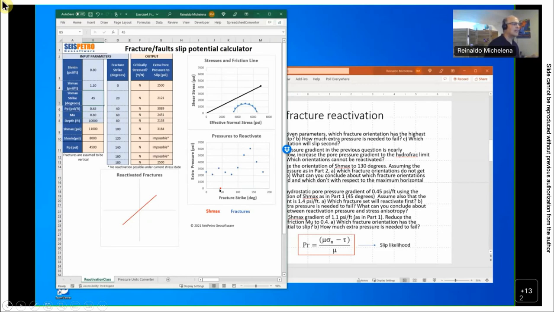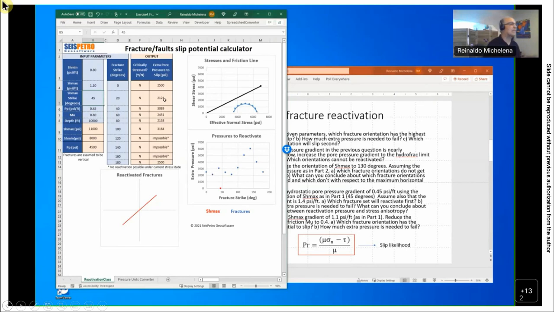So this one at 20 degrees, you need 21 psi to be able to reactivate that. This one that is at 80, you need 2138. So this one at 20 degrees is closer to being reactivated.